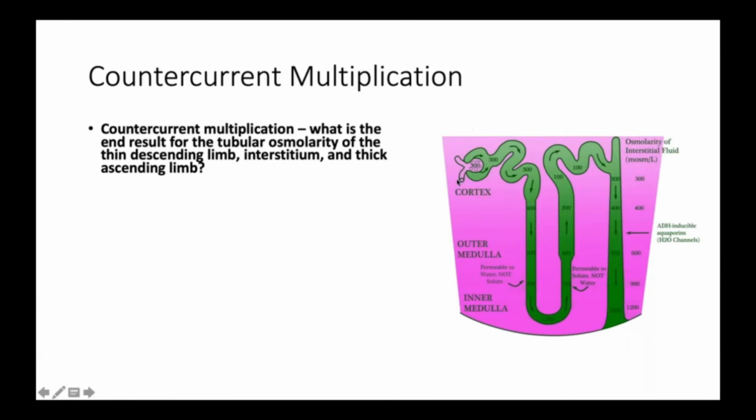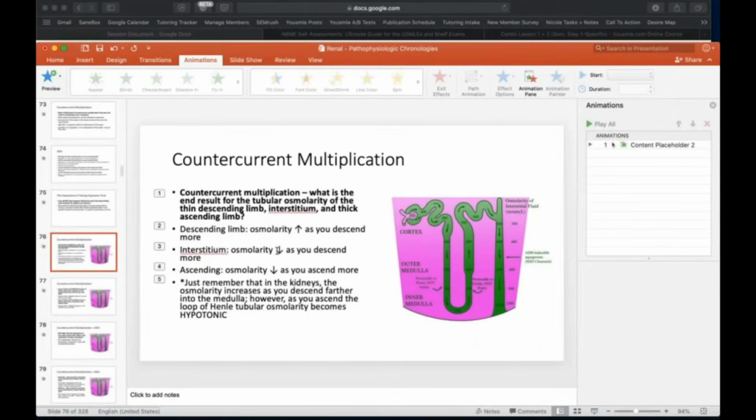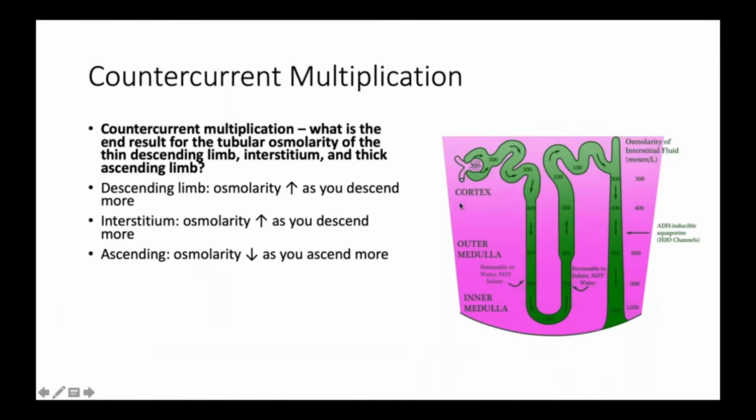Great. Okay. So the end result for the tubular osmolarity of the thin descending limb, the interstitium, and the thick ascending limb is that the osmolarity increases as you descend more, and the interstitial osmolarity should increase as you descend more. Right. So as you go down, your interstitial osmolarity goes up, like we clarified earlier.